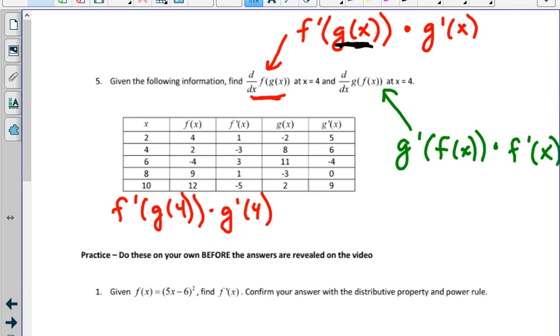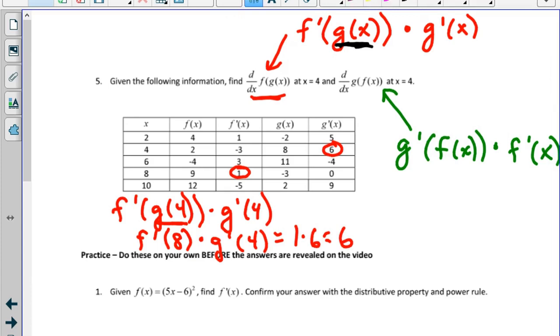Oh my goodness. Look at f prime of g of 4. We have to actually see what g of 4 is. That's 8. So we have to replace g of 4 with 8. So I need f prime of 8 times g prime of 4. That will actually give me the answer to this one. So f prime of 8 on our table is 1, and g prime of 4 is 6. So I get 1 times 6, which is 6.